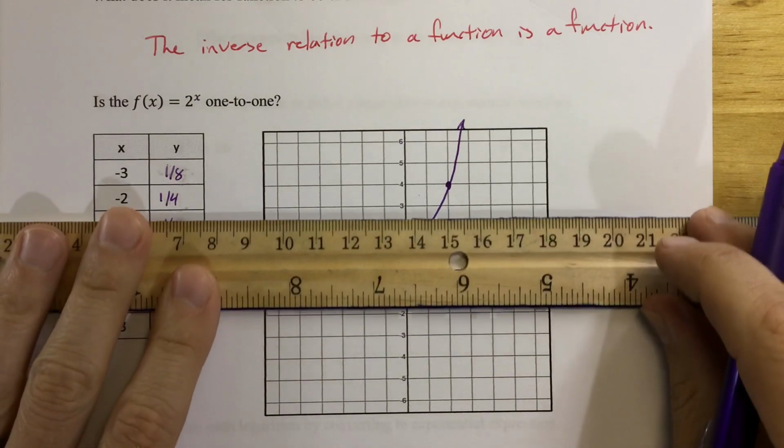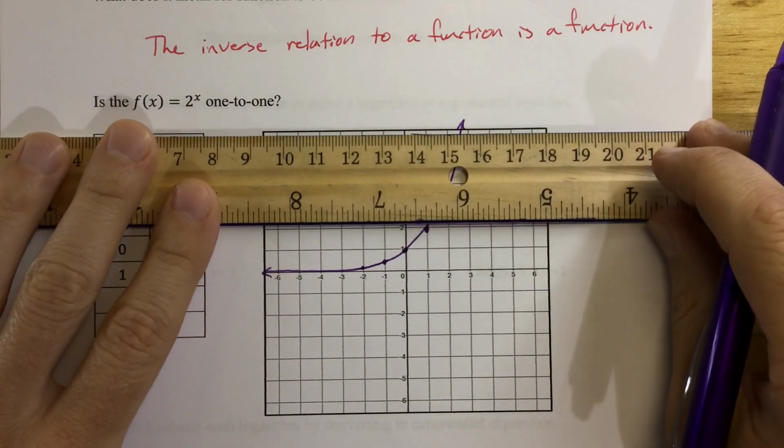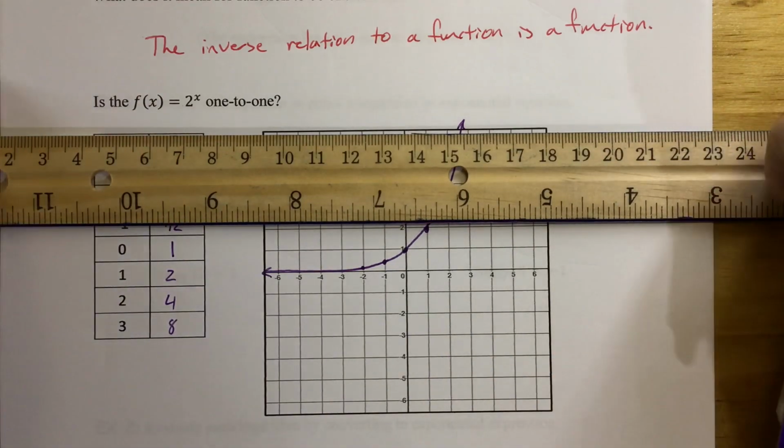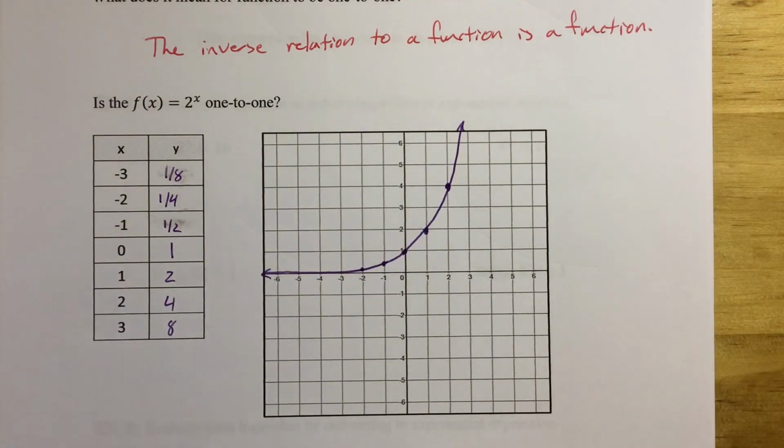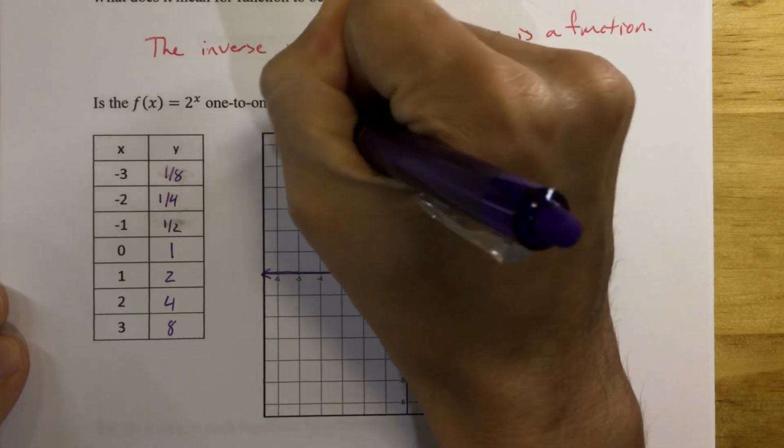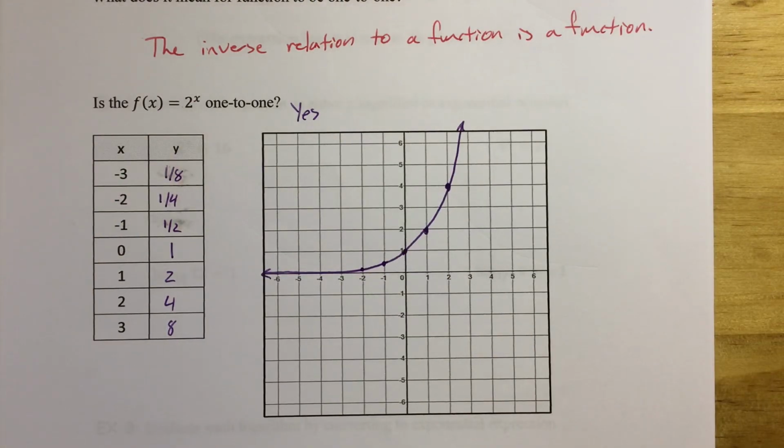Okay, and then definitely you can tell through here that it's going to pass the horizontal line test. Again, only contacting once is the rule. Okay, so this function is going to be one-to-one. That means that its inverse is going to be a function as well. So the big question is actually going to be this. What is the inverse of this function?